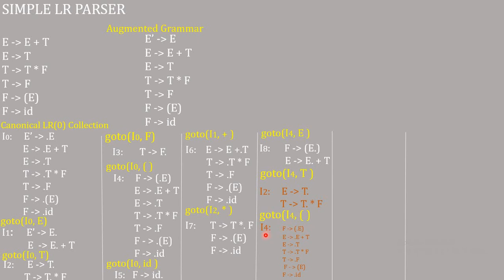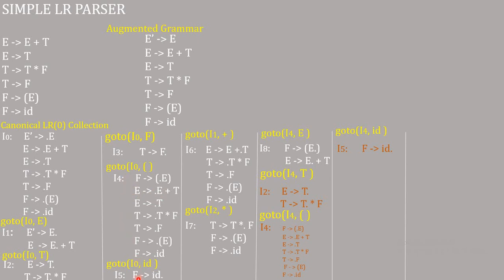Let us proceed further. Still we want to define goto of I4 comma ID. If you implement it, what happens? You will result in I5. Why are we getting I5? Because in this production you just shift the dot symbol after ID, so it will be F tends to ID dot. It is not a new set, so it will be the same set I5. So we have completely processed I4.